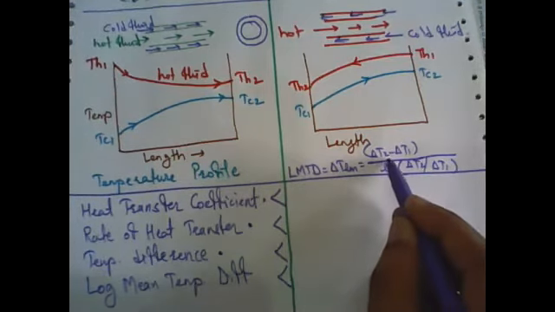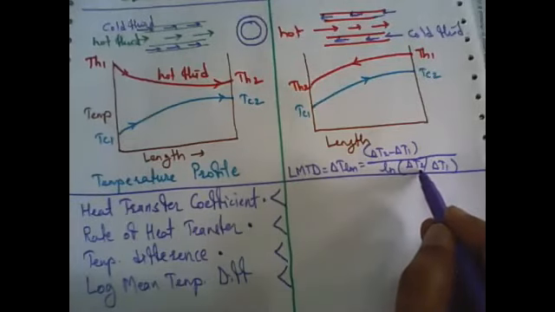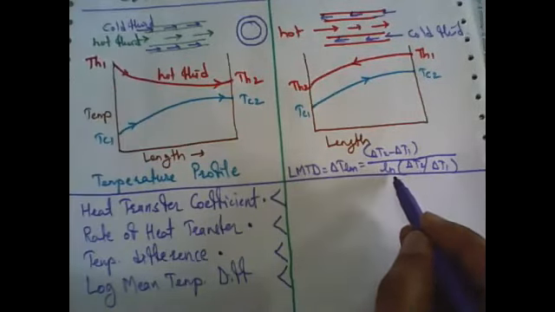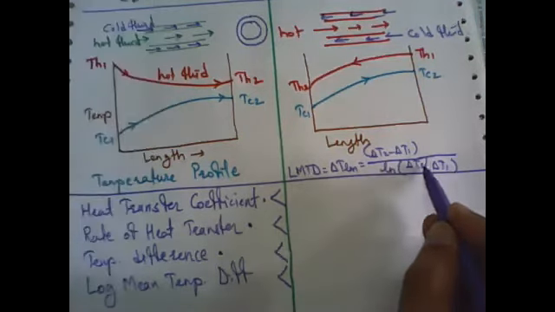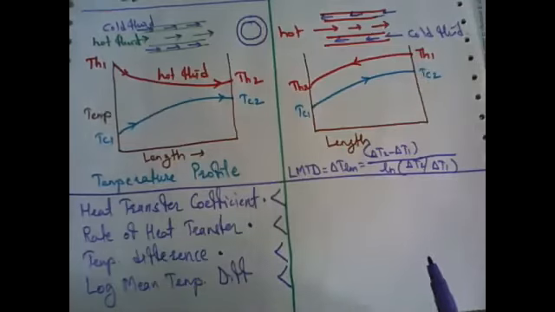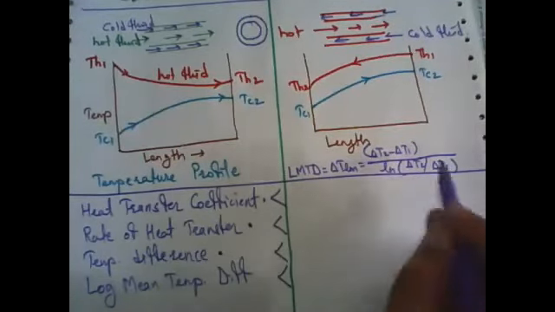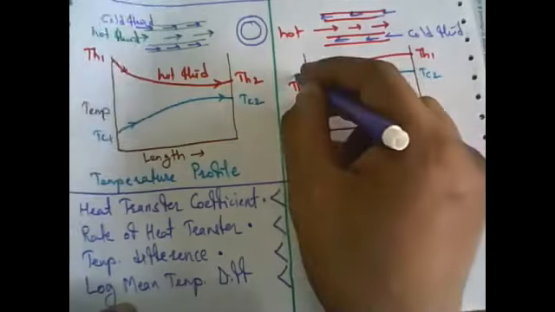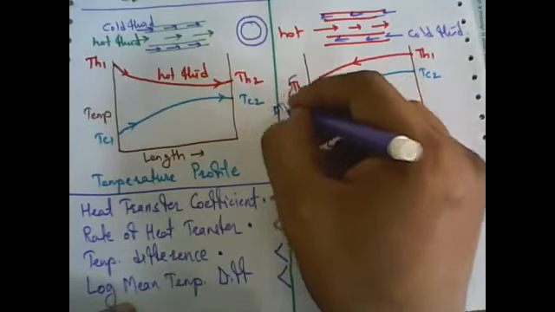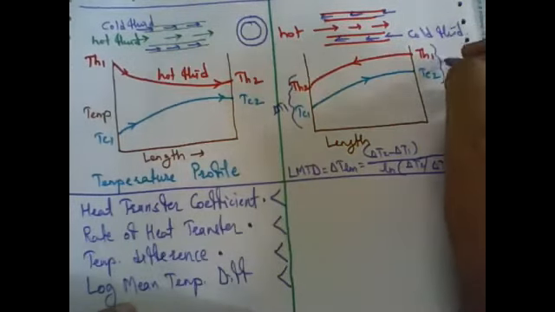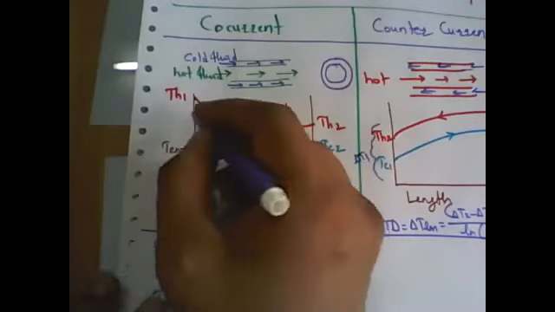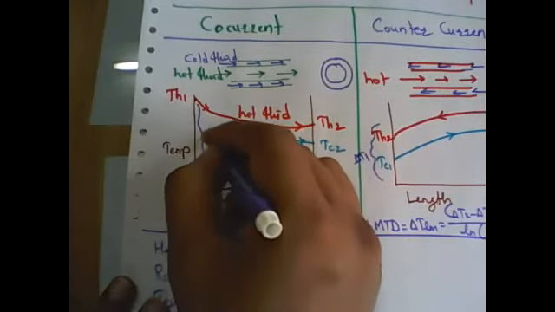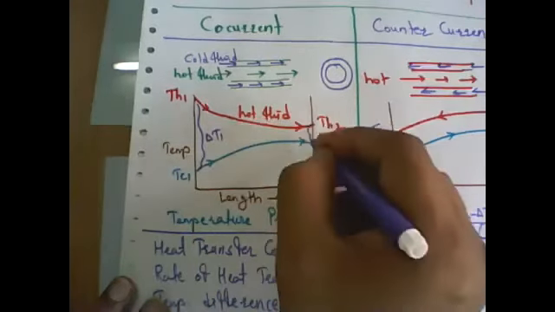If you mention here delta T2, then you have to mention delta T2 in the numerator, right? So ln of delta T2 first. If you mention delta T1 minus delta T2, then you have to write ln of delta T1 upon delta T2. Answer is one and the same. But what are these delta T1 and delta T2 values? This temperature difference is nothing but the delta T1. This temperature difference is nothing but the delta T2. In the similar way, for the co-current case also, this is nothing but the delta T1 and it is delta T2.